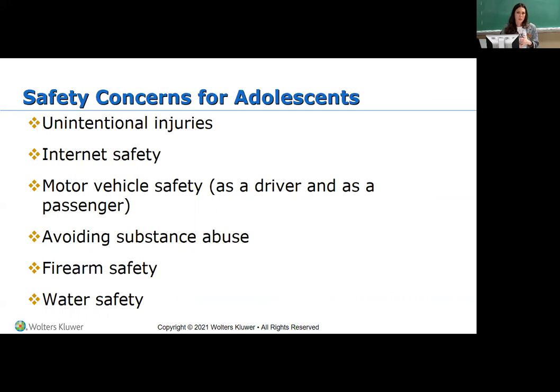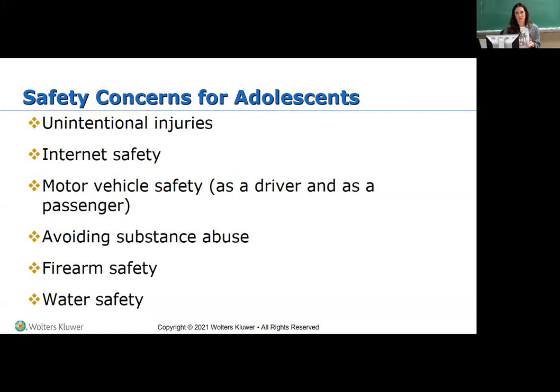Firearm safety is super important. You need to make sure that you continue to lock up your firearms. I know that there's a lot of school shootings that occur, and it's during the adolescent years that oftentimes the school shooter is in. So keep your firearms safe, keep them locked up, make sure that your children and your teenagers do not have access to those.